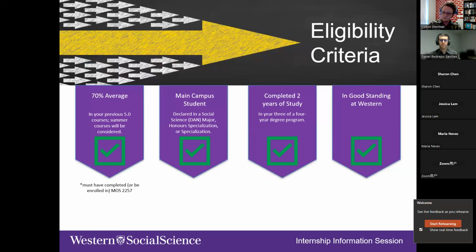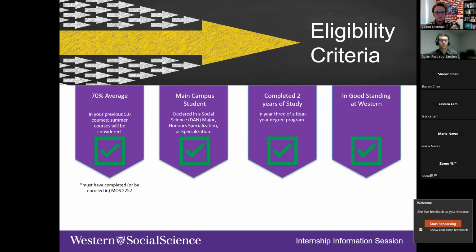Some information on the eligibility criteria. As with anything at a university, you have to be eligible. It's just the way the world works, unfortunately. Currently in the program, we require that students have a minimum 70% average in their previous 5.0 courses. So what do we mean by 5.0? Generally, this means previous year of study. If you were to do 5 courses in the fall and 5 courses in the winter, that would equal 5.0 credits. But we'll also consider summer courses.